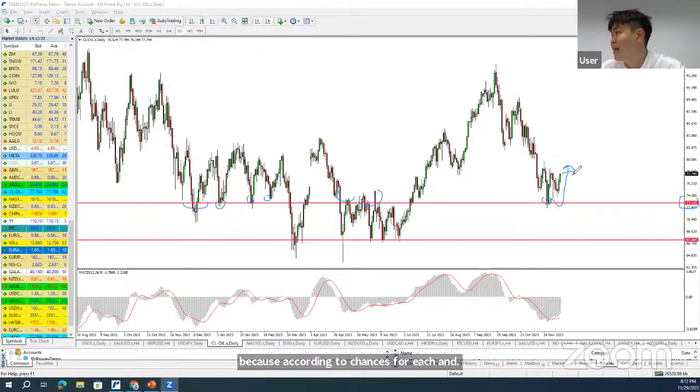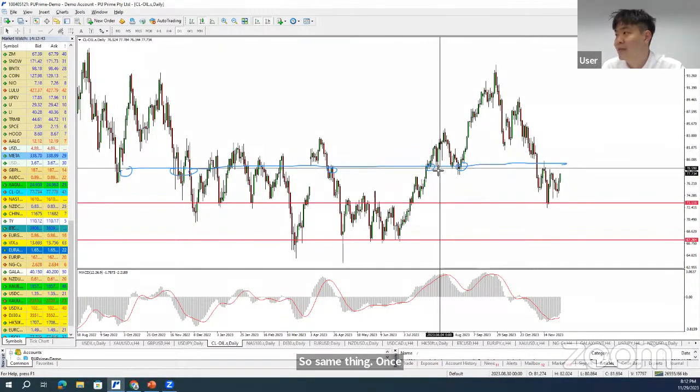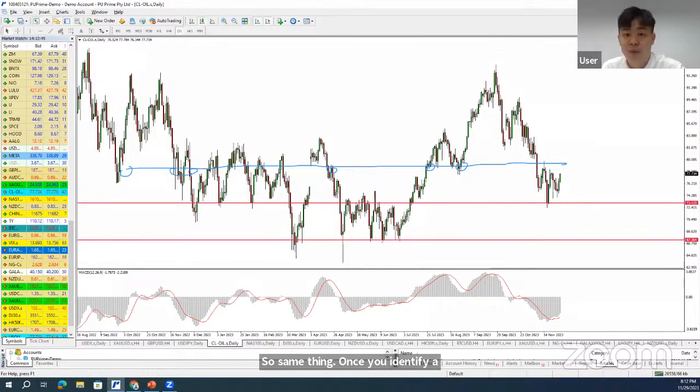And then what can we expect now? Will the oil price go further? Then you can draw back on the resistance level. So what is the resistance level? You can notice this is one of the levels that the price keeps touching here. This should be one of the solid resistance levels for everyone to focus on. Same thing: once you identify a good price that the price keeps touching, then you can draw a resistance line.